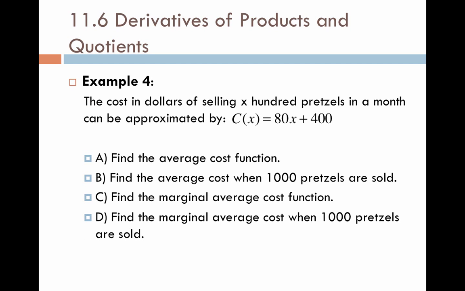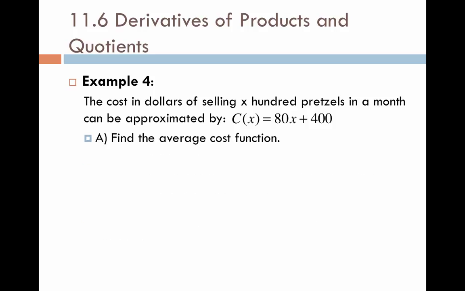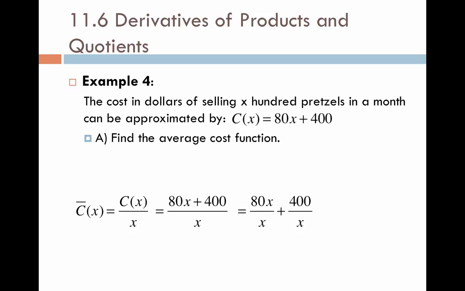So example 4, the cost in dollars of selling x hundred pretzels in a month can be approximated by that cost function. So we want to answer parts A through D. So for A, we want to find the average cost function. So that's my formula for average cost. So I'm going to take my cost function, 80x plus 400, and divide it by x. So that's the average cost function. But I could clean this up a little bit if I wanted to. I'm going to take each term in the numerator, the 80x and the 400, and divide them by x separately. And then I can clean that up a little bit. So that's my average cost function.